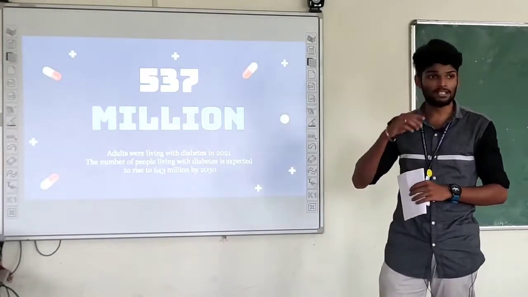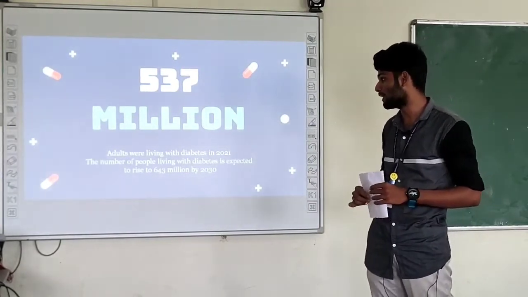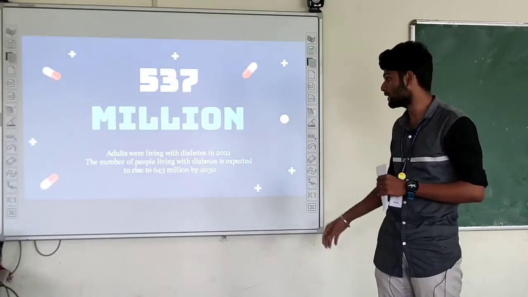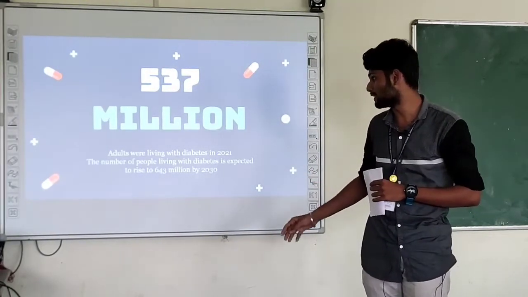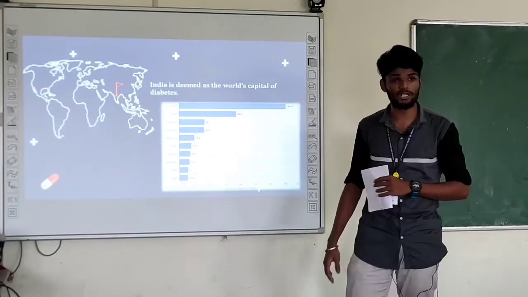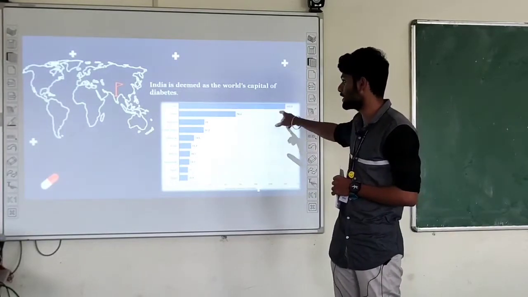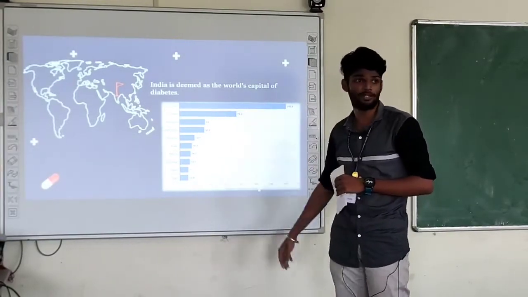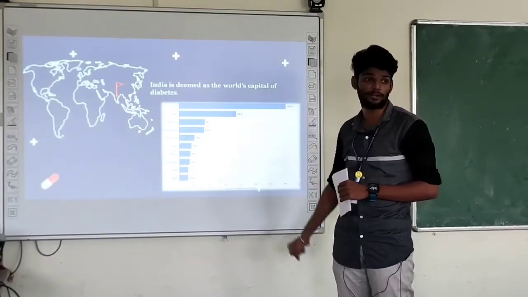In the world, the latest data of 2021 says that around 537 million adults are living with diabetes now, and the number is going to shoot up to around 643 million by the year 2030. Here is the graphical representation of the countries leading in diabetes mellitus. Though China is in first place, India is deemed the world's capital of diabetes, due to the population and diabetic ratio in India.